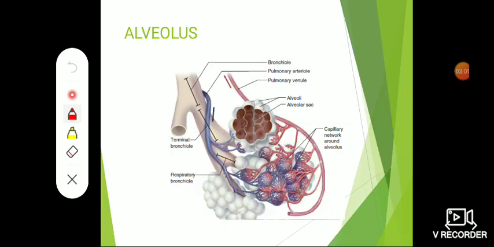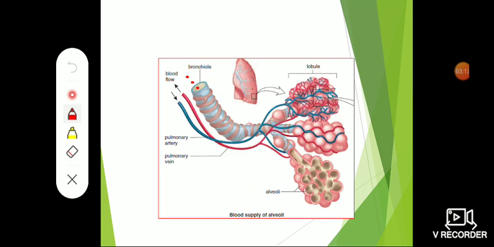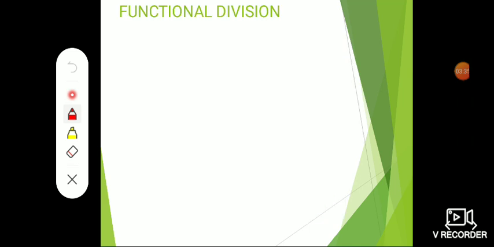Coming down to the alveolus, which is nothing but a bunch of alveoli together. Here you can see the conducting zone and the respiratory zone. We will discuss what exchange takes place here. I have shown some amount of air entering and going up to the individual alveoli.